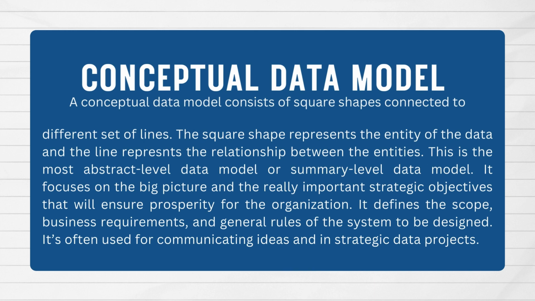Now that we've defined the data model, let us now tackle its first phase, the conceptual data model. A conceptual data model consists of square shapes connected to different sets of lines. The square shape represents the entity of the data, and the line represents the relationship between the entities. This is the most abstract level data model or summary level data model. It focuses on the big picture and the really important strategic objectives that will ensure prosperity for the organisation. It defines the scope, business requirements and general rules of the system to be designed. It's often used for communicating ideas.